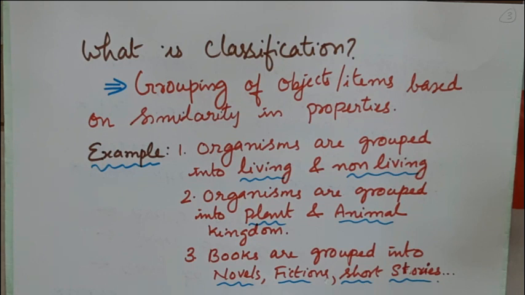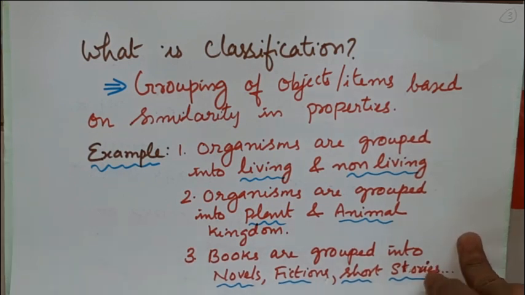In biology also you have learnt organisms are classified into living and non-living. It is also grouped into plant and animal kingdom. If you go to the library, you will see books are also sorted in a particular order, like novels, fiction, short stories, etc. These are some examples that I have cited to show where classification is utilized. Now, what is classification? It is nothing but grouping of objects or items based on similarity in properties.